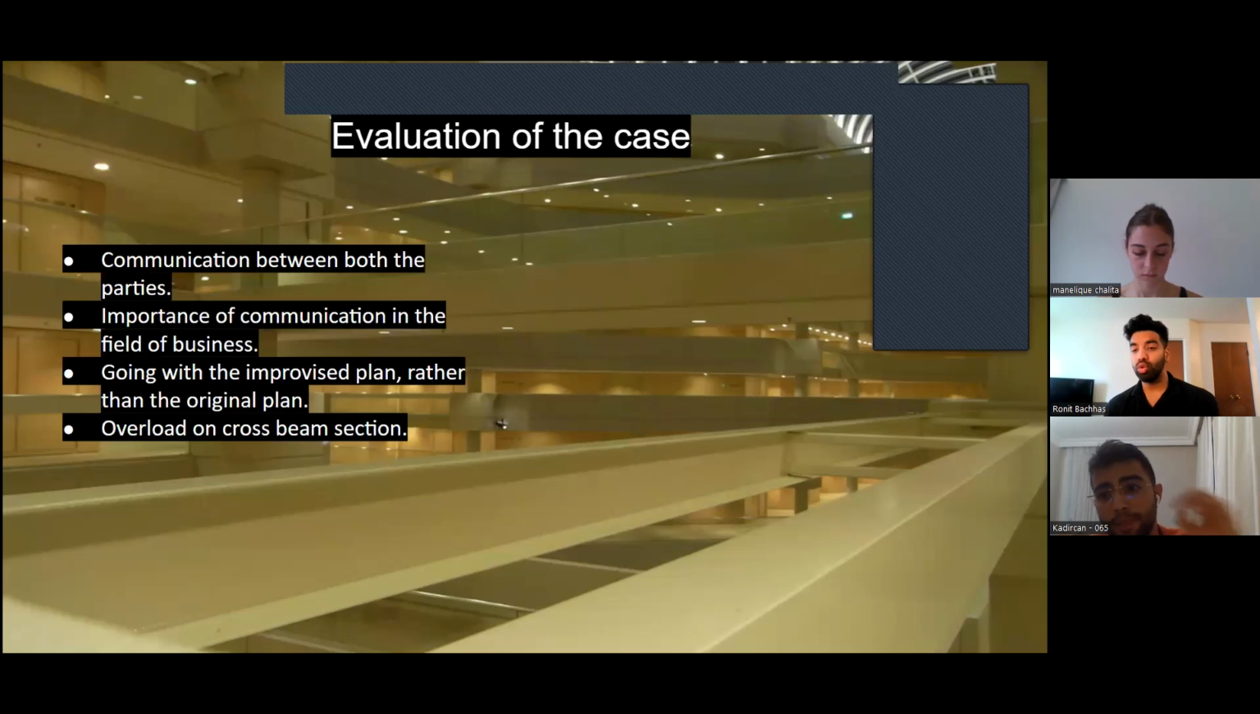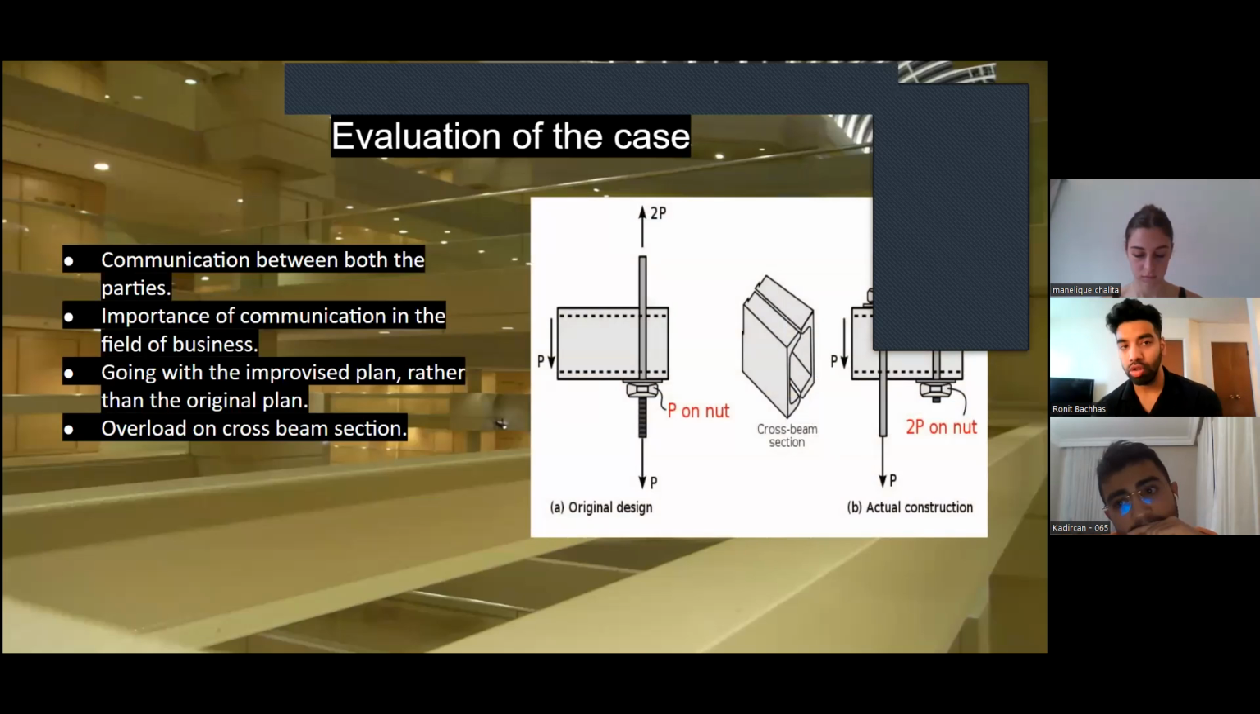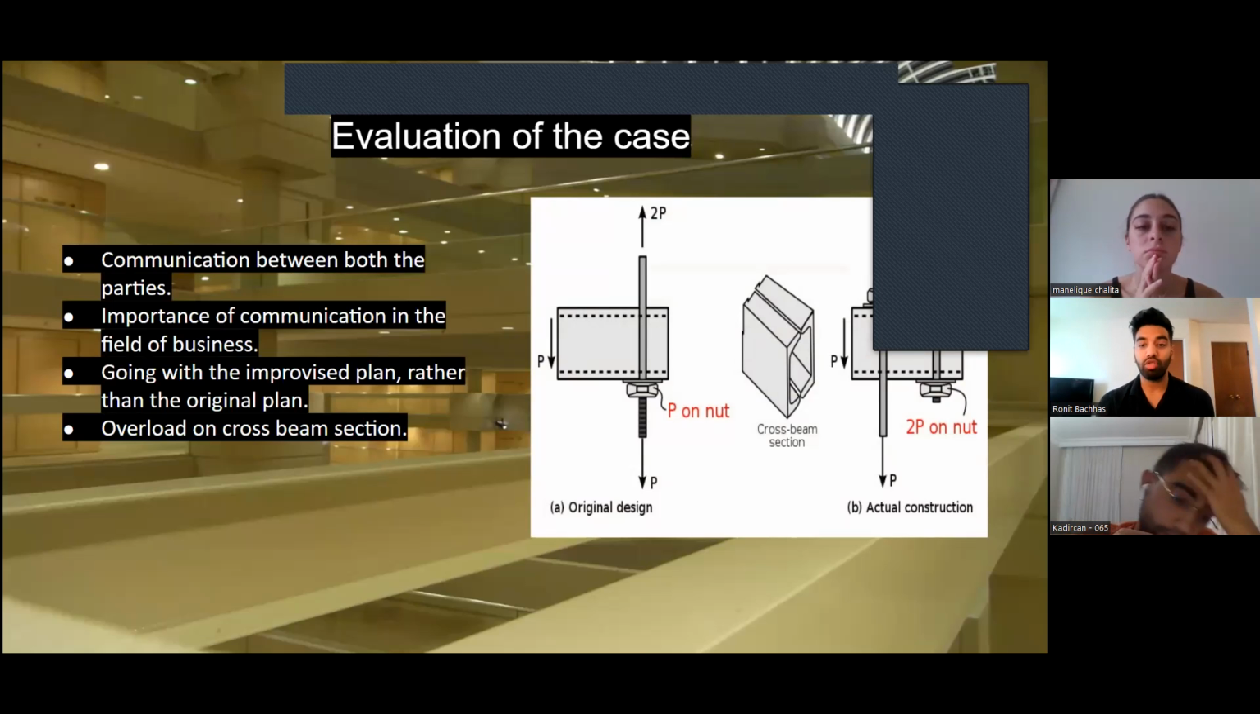We are focusing on two key points in this evaluation. First is the communication, and second is the original and improvised plan. If you are starting any business, everyone knows that communication is the most vital part in running a business. If a manager is not communicating with his employees, if higher authority people are not communicating with their lower authority people, the business is not going to be successful. That's what happened over here.